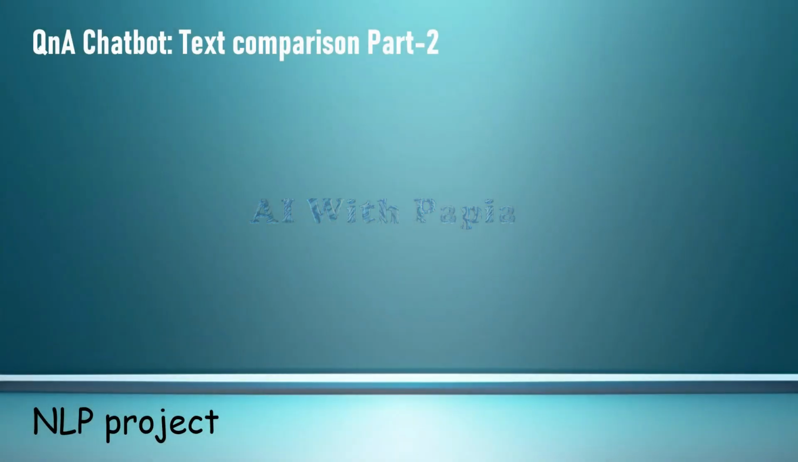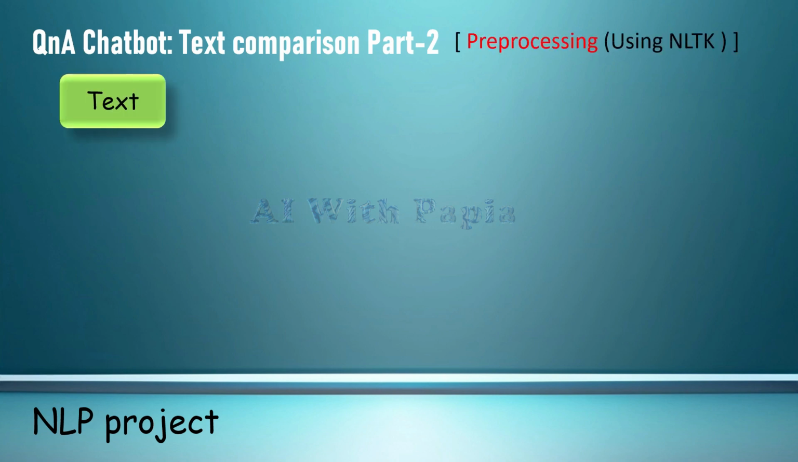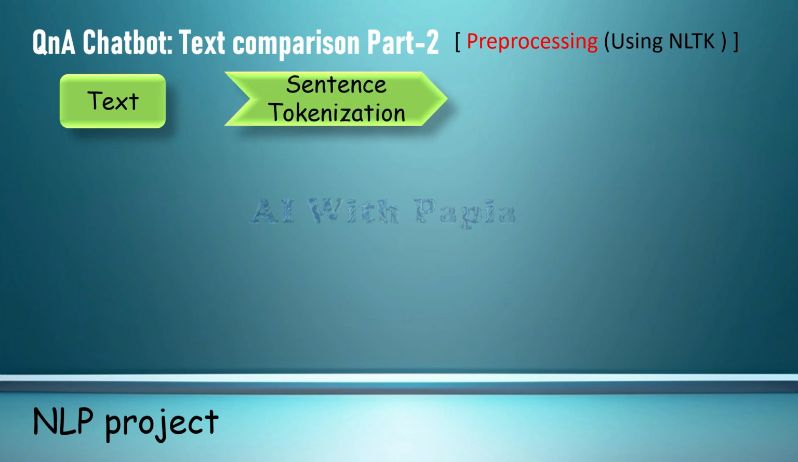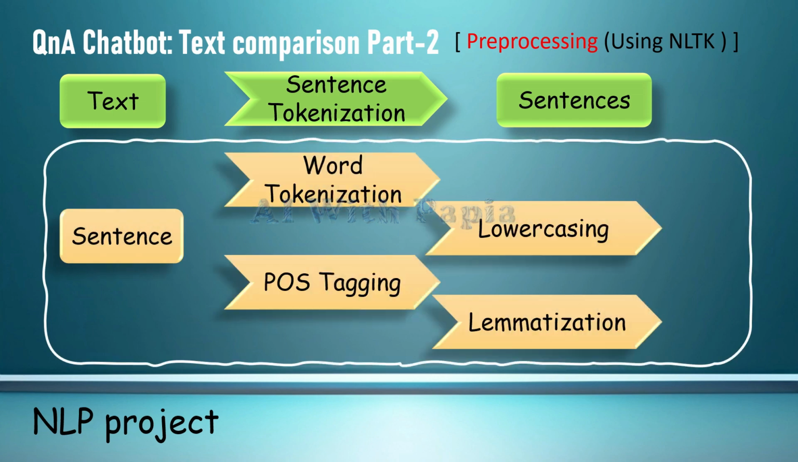Welcome back. So this is part 2 of our question answer chatbot. First we will see the process flow. Suppose we have a text corpus. It will first be sentence tokenized, then we get many sentences. Now for each of these sentences, we will be working with word tokenization, lower casing, POS tagging and lemmatization.